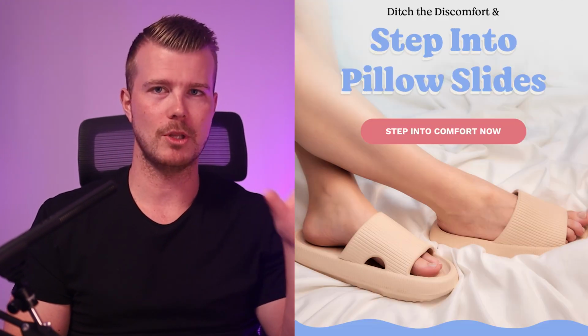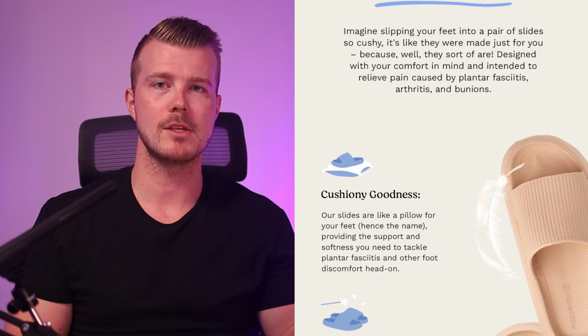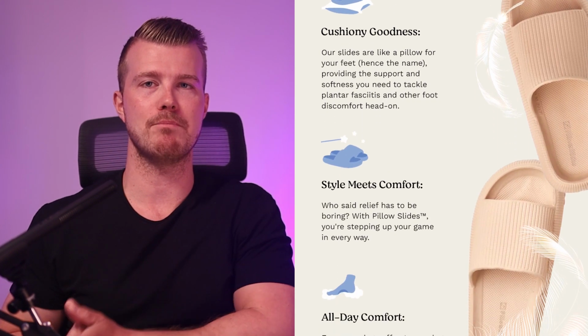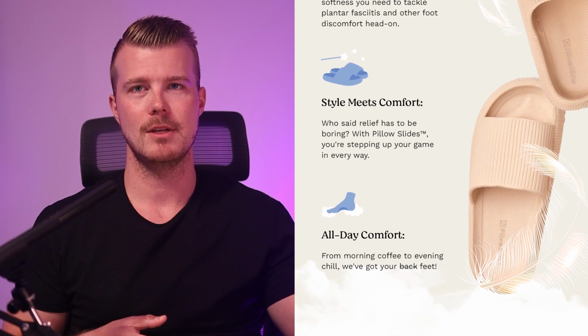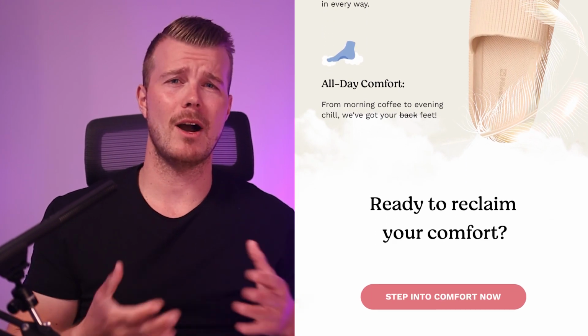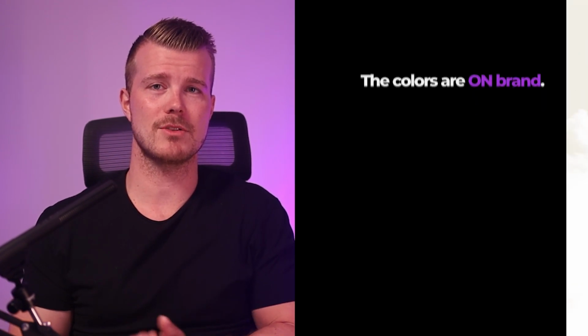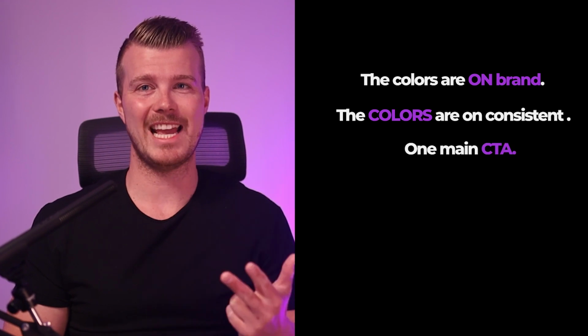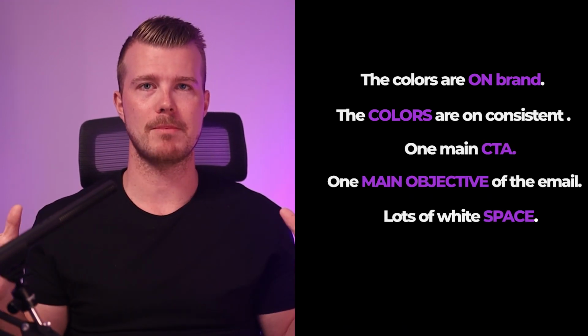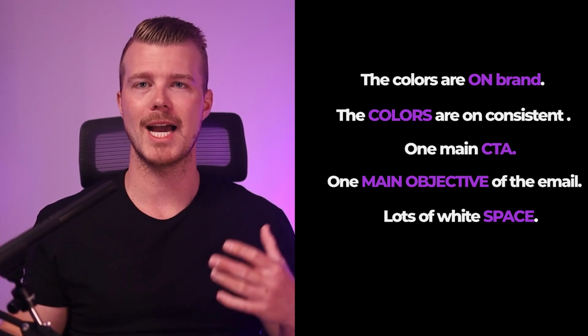And then just below that, we dive into some of the pain points and then dive into dreamscaping. So like, what would life be without these pain points? We finish off with the benefits and then a CTA. Now, other notes about this email: the colors are on brand, the colors are consistent, there's one main CTA, one main objective of the email, and there's lots of white space. It's not overwhelming for the eyes.